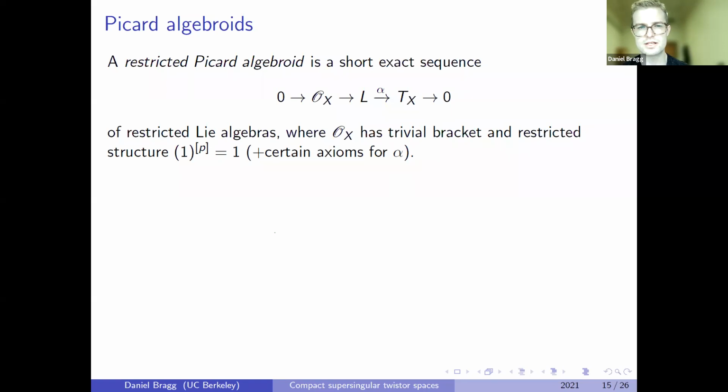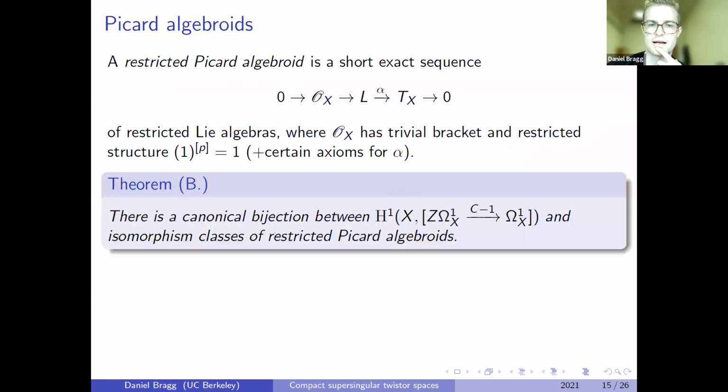So this is at least what Picard algebroids are. If you forget the restricted structure everywhere, this is something called a Picard algebroid, which I think is a fundamental construction in some areas. So this is a characteristic p version where I'm also incorporating a restricted structure. Okay, I'll say how these gadgets arise in this setting in a second.